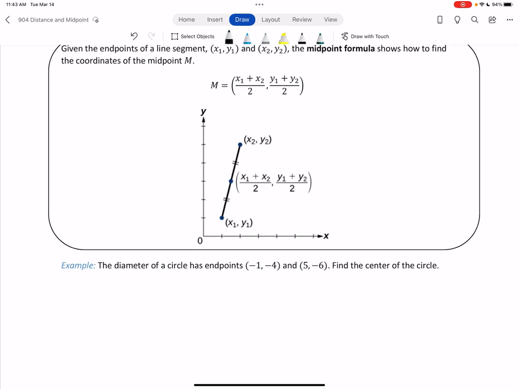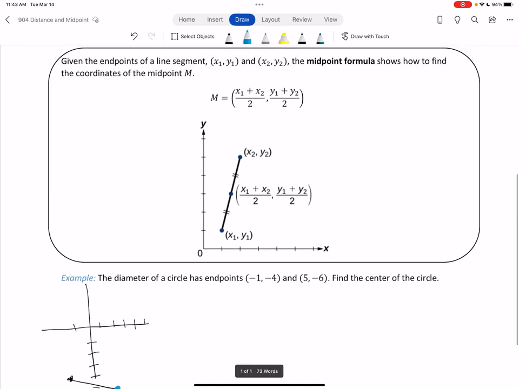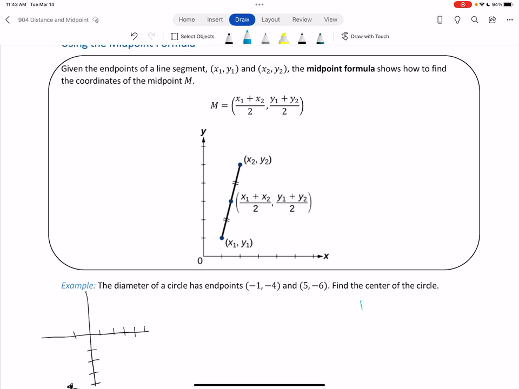The diameter of a circle has endpoints -1, -4, and 5, -6. Let's see, -1, -4, and 5, -6. This is the diameter. Find the center of the circle. Well, the center of the circle has to be the midpoint of that diameter.